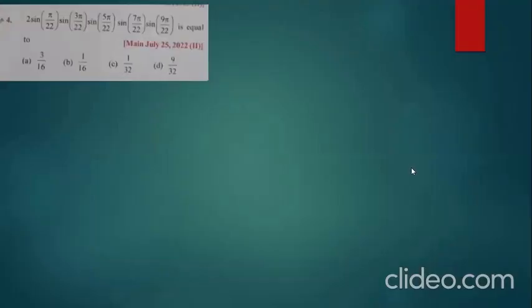Hi students, today we are observing the PYQ Part-2 second series. Let us observe the question. The question goes like this: 2 sine pi by 22 into sine 3 pi by 22 into sine 5 pi by 22 into sine 7 pi by 22 into sine 9 pi by 22 is equal to 3 by 16, 1 by 16, 1 by 32, 9 by 32. We just have to calculate the value of that.